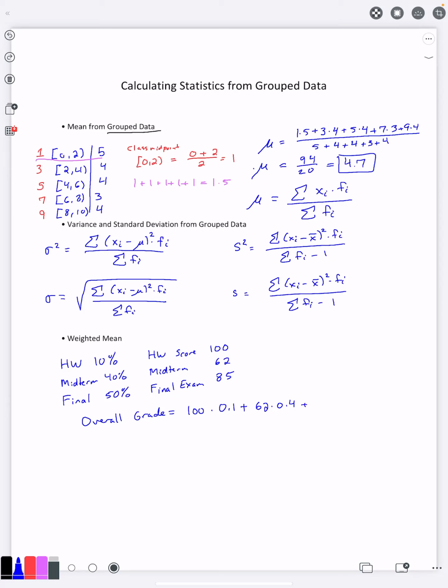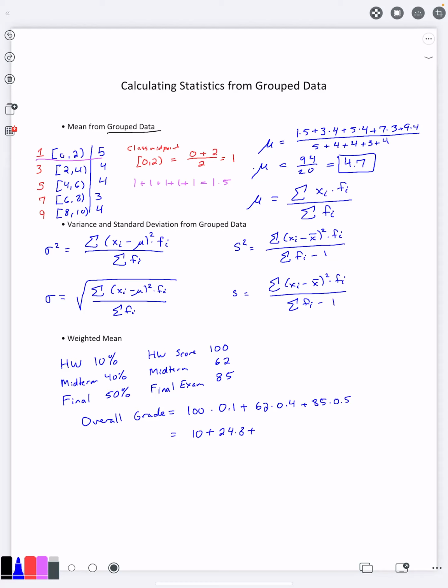And then finally, your final 85 times 0.5, and we're going to add up these three things together. This is going to be your overall grade. Now 100 times 0.1 is going to be 10. 62 times 0.4, put that in my calculator, I get 24.8.